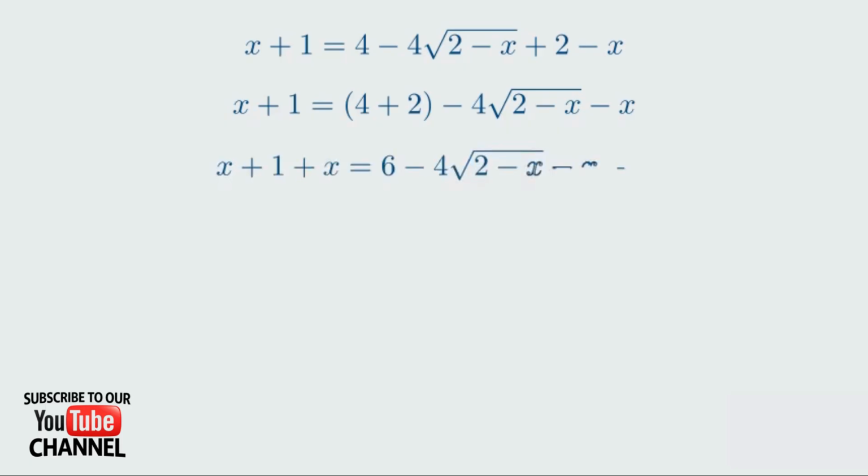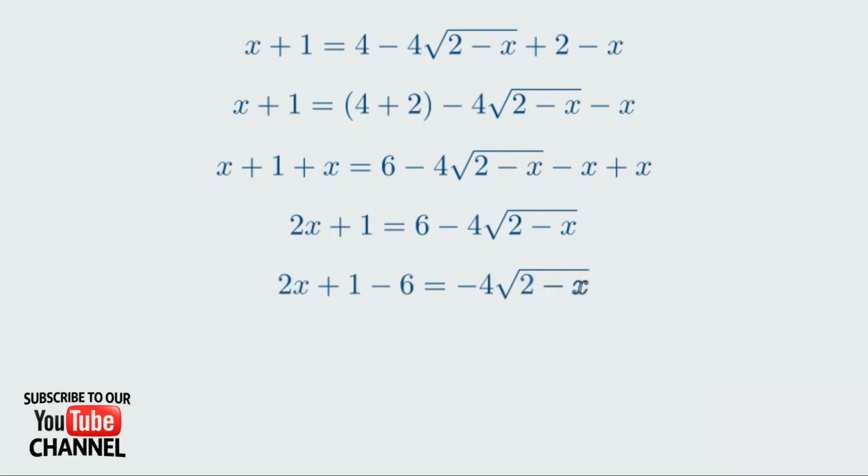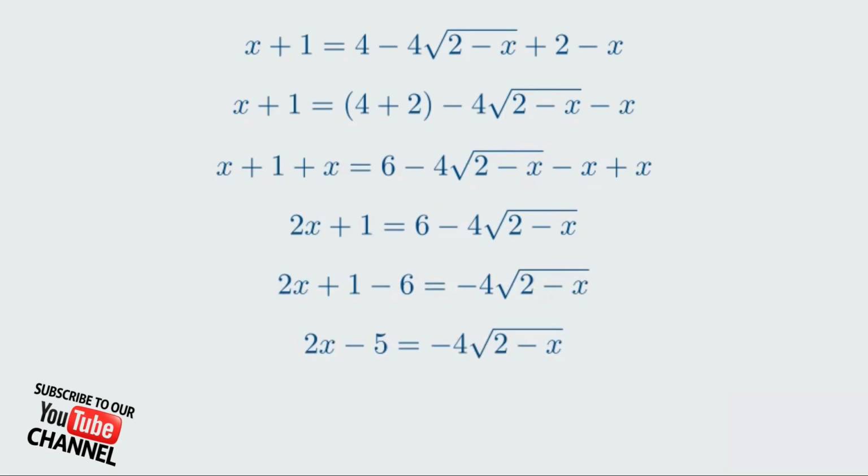First, we can add x to both sides. Notice that the x's on the right side will cancel out. This leaves us with 2x plus 1 equals 6 minus 4 times root 2 minus x. We're getting closer to isolating that last radical. Now, let's subtract 6 from both sides. We are moving all terms that don't involve the radical to the left. This gives us 2x minus 5 equals negative 4 times root 2 minus x. The radical is almost completely isolated. This simplifies the equation significantly.